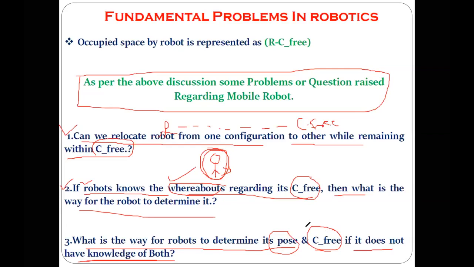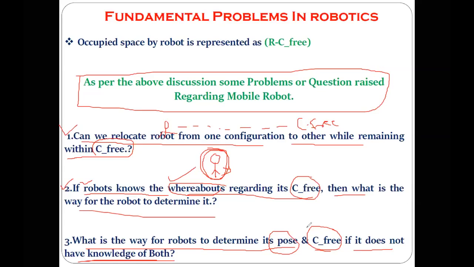What is the difference between the pose and the C free? Is there any difference? So pose means the position where the robot is standing, and C free means the free space, without obstacles, where it is going to move.